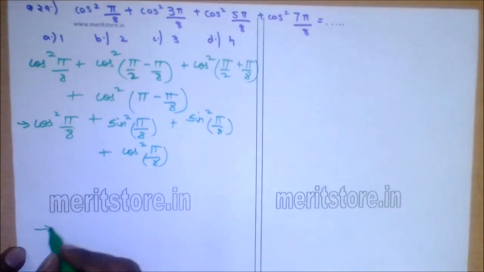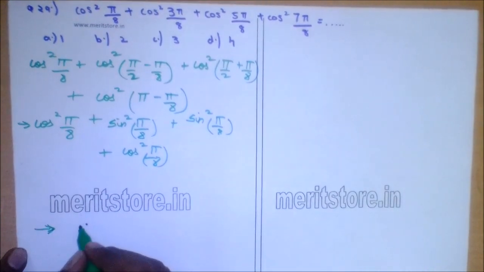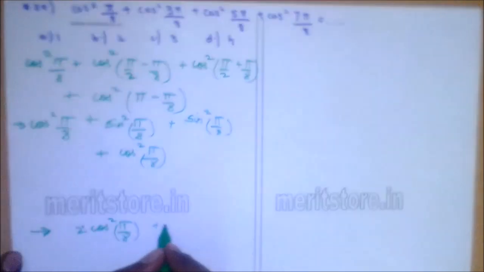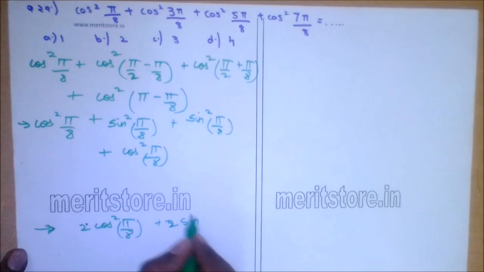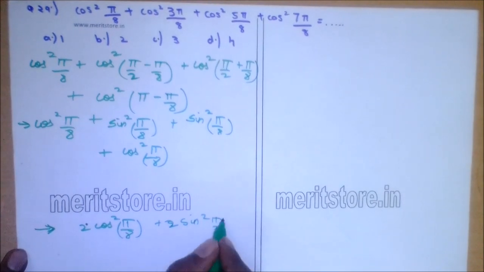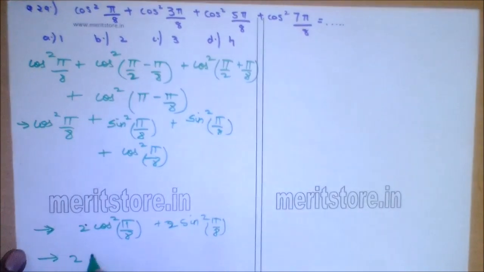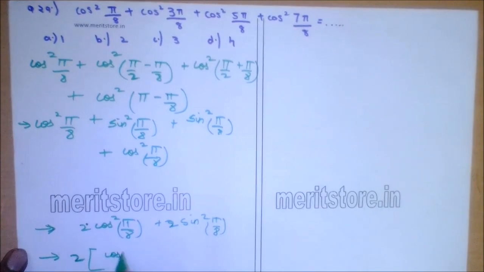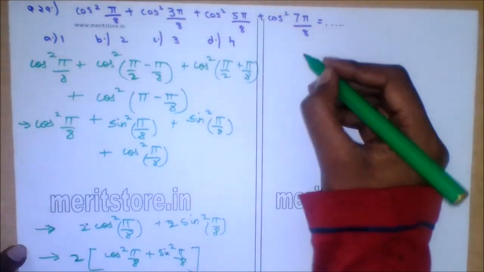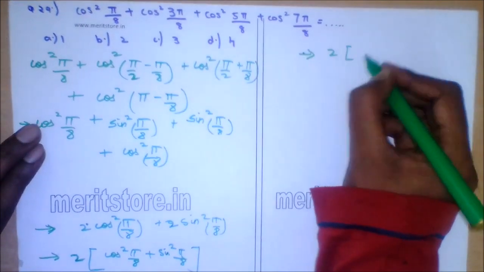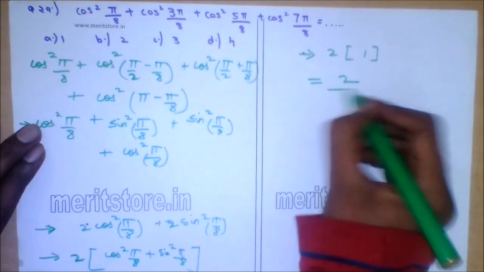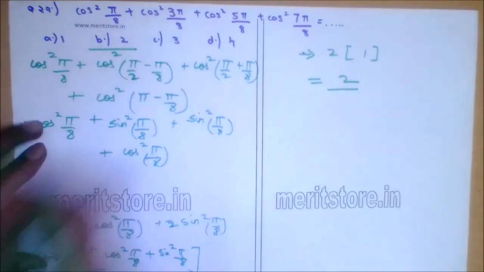Now we add them up. So this is 2 cos square pi by 8 plus 2 sin square pi by 8. We take this common, so we get cos square pi by 8 plus sin square pi by 8. This is in the form of sin square theta plus cos square theta, which is 1. So we get 2 into 1, which is 2. So the answer is B, 2.